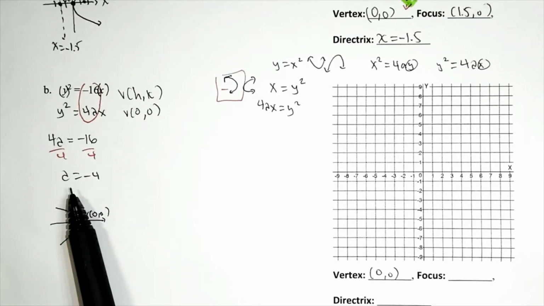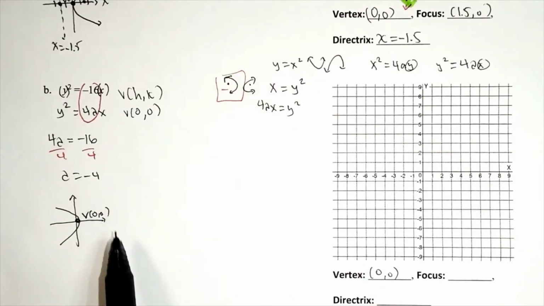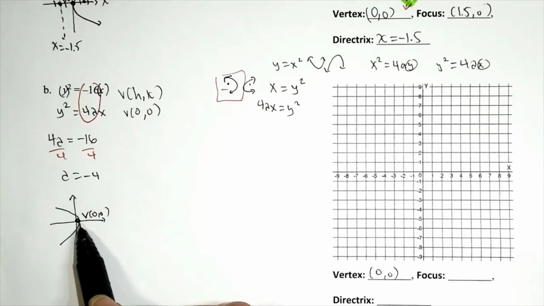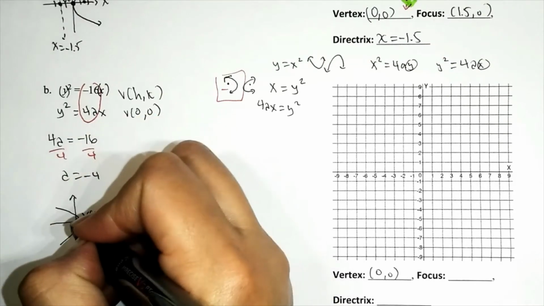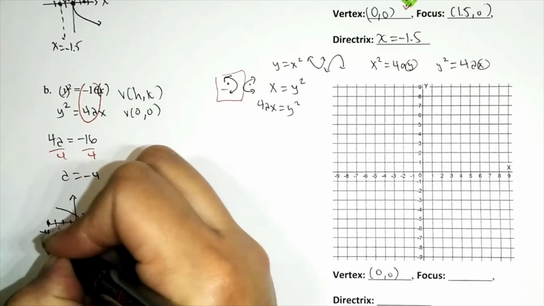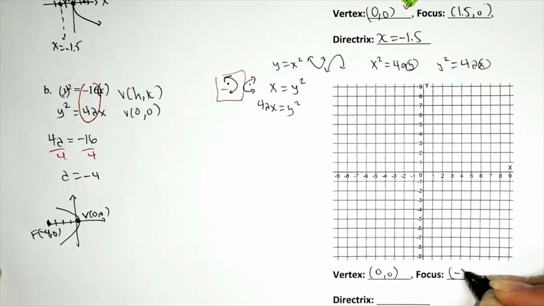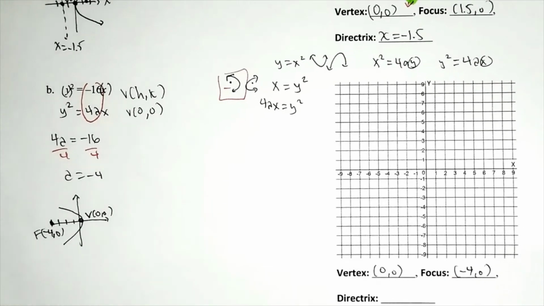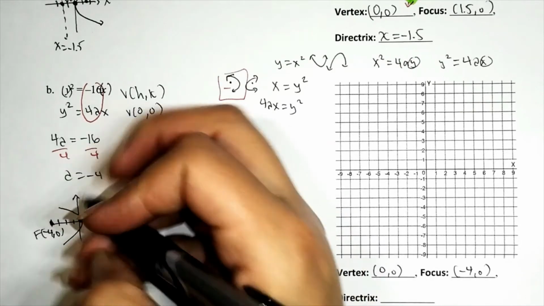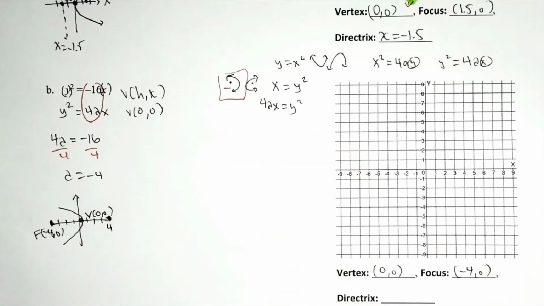Okay, so because a is -4, remember the focus is always on the inside. We're going to move 4 units to the left. So we have 1, 2, 3, 4, and that will give us (-4, 0). Let's earn our credit. So the coordinates of the focus are (-4, 0). What about the directrix? The directrix should be 4 units away from the vertex on the opposite side. So we have 1, 2, 3, 4, and that should give us x equals 4.